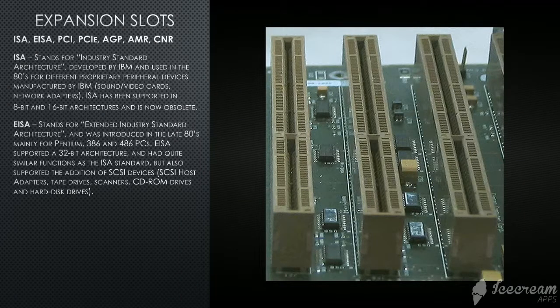Next we have EISA. EISA stands for Extended Industry Standard Architecture, and as you can guess, this is the improvement of ISA. It was introduced in the late 80s mainly for Pentium 386 and 486 PCs. EISA supported a 32-bit architecture and had quite similar functions as the ISA standard, but also supported the addition of SCSI devices, such as SCSI host adapters, tape drives, scanners, CD-ROM drives, and hard disk drives.